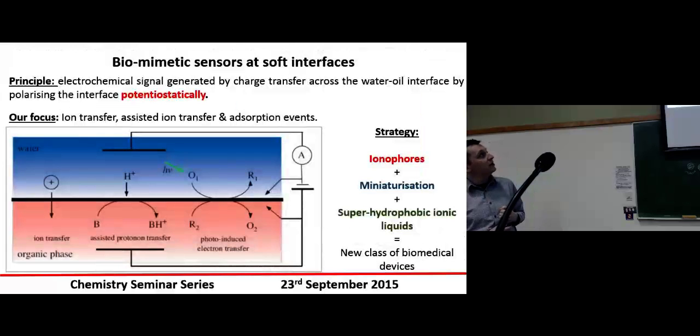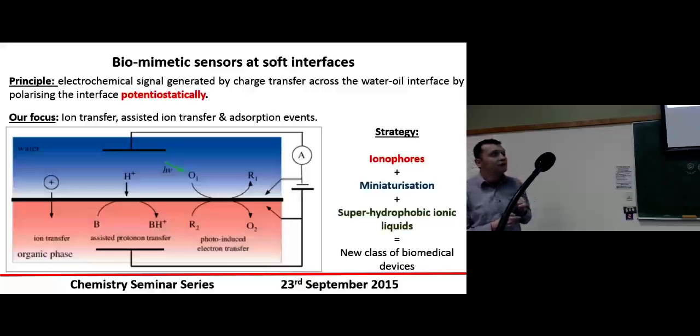I want to make biomimetic sensors. The principle will be an electrochemical signal generated by charge transfer, that's an important word there, charge, across the water-oil interface by polarizing the interface, using a potentiostat externally. The charge transfer I'm looking at is ion transfer, not electron transfer, and also assisted ion transfer.